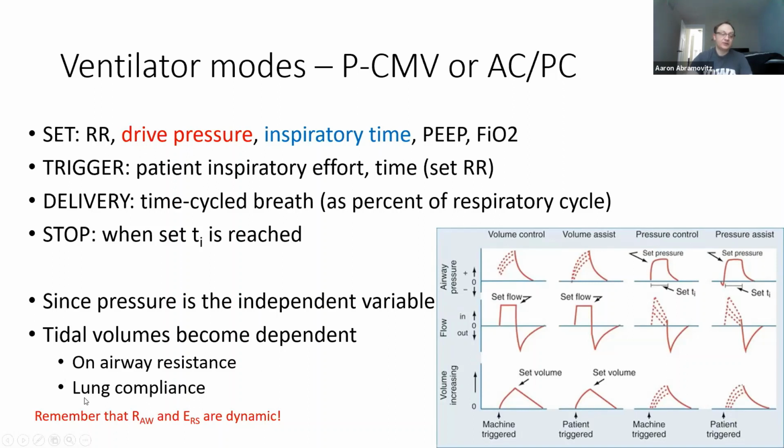Likewise, let's say you have a patient with stiff lungs from pulmonary edema, you diurese them, the lung compliance gets better, the pressure is going to be the same, tidal volume is going to increase if lung compliance improves.